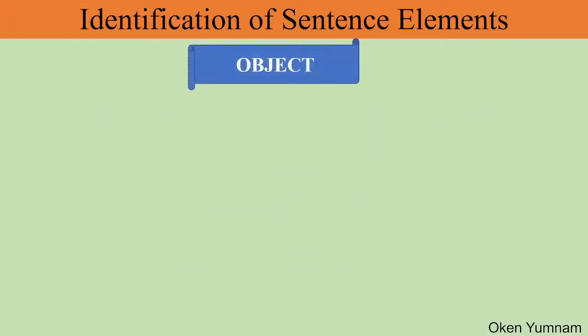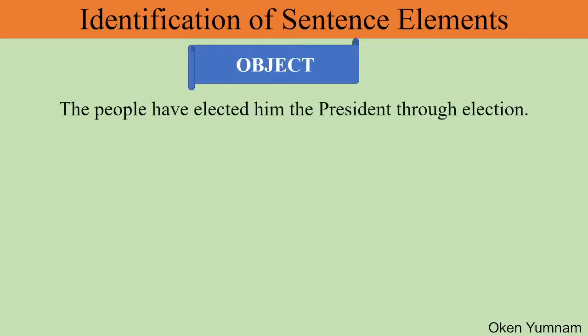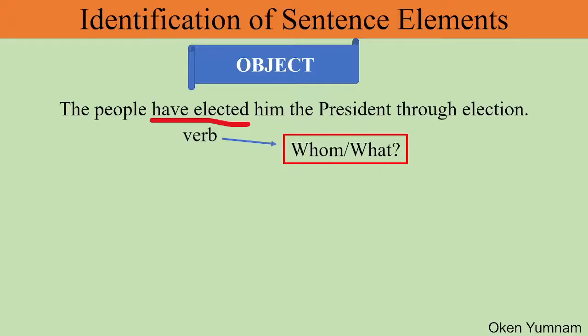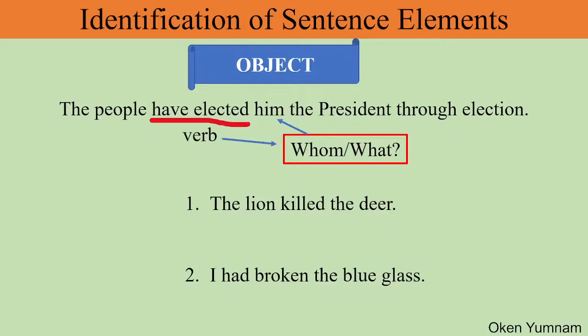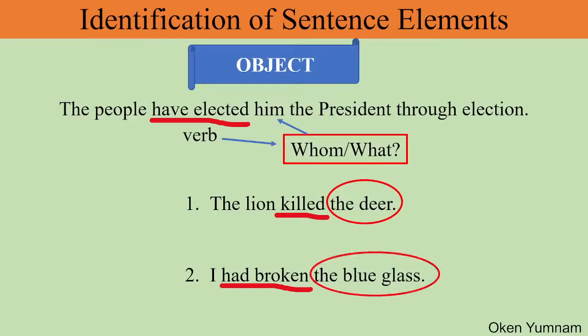And now let's find objects. Again the same sentence. First of all, the verb is there. This time you ask the verb whom or what. So elected whom or elected what? You get the answer him. So him is the object. Similarly in sentences 1 and 2, the lion killed the deer. Kill what? You get the deer. And here also, head broken, what? Kill the deer. Head broken, the blue glass. So the deer and the blue glass are objects.